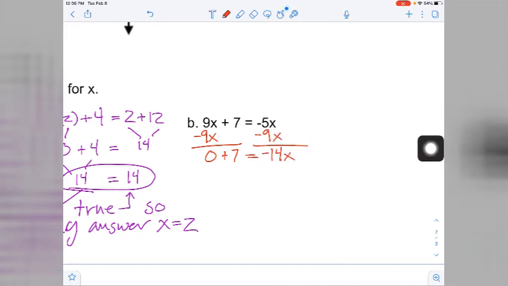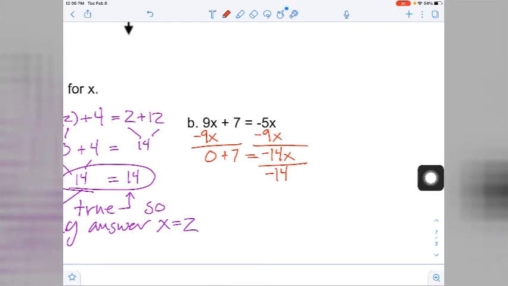And so now I need to get rid of this negative 14. So I need to divide by negative 14. I'm dividing because this is negative 14 times x. That's why I divide. I can't multiply, add, or subtract. I have to divide here. And then I am going to divide this side by negative 14. And so my answer, as we've talked about before, should be 7 over negative 14. And this side over here should be x.